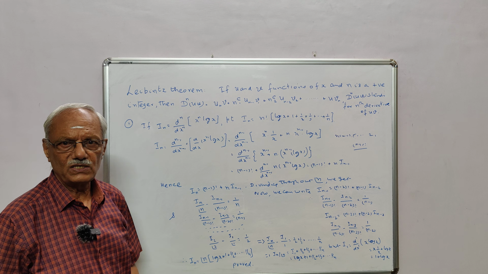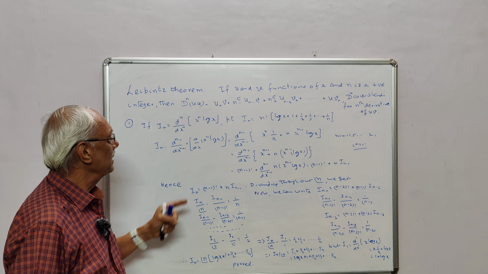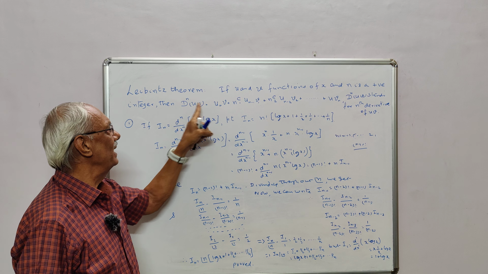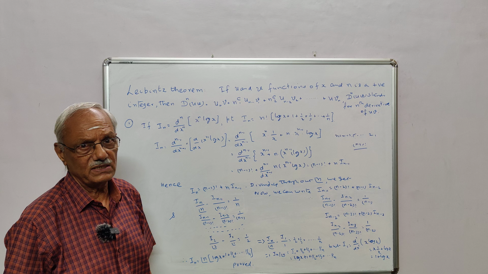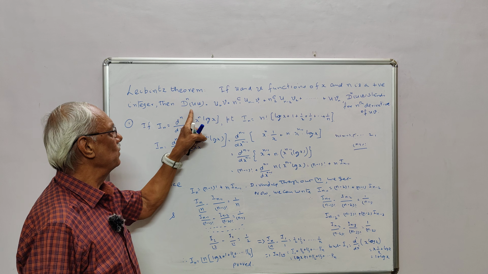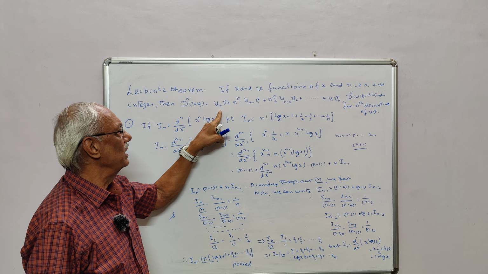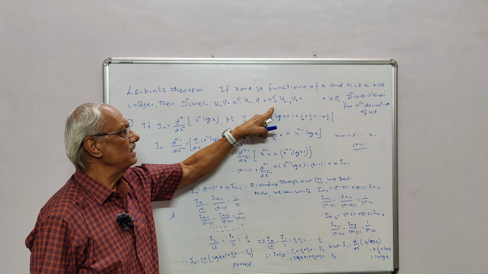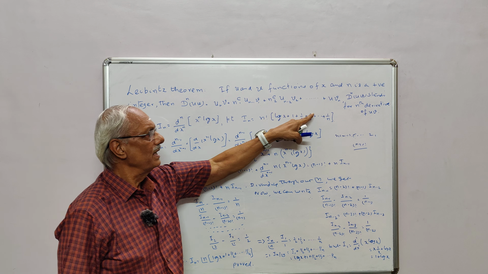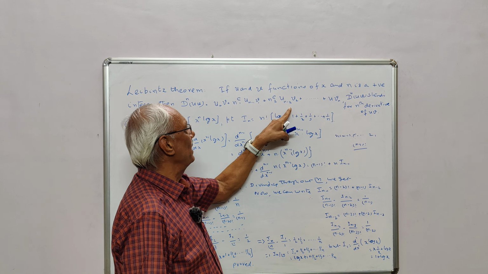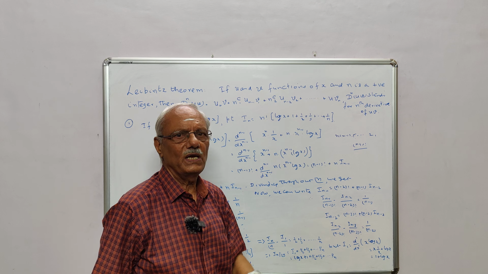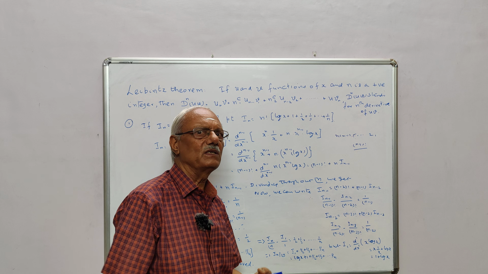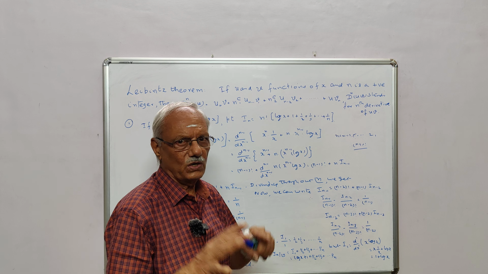If u and v are functions of x, then the nth derivative of uv is given as uv, where n is a positive integer, and u and v are functions of x. Then it is uv plus nC1 u(n minus 1) v1 plus nC2 u(n minus 2) v2, etc. It goes up to u vn, where u(n minus 1) means the (n minus 1)th derivative of u, or v(n minus 2) means the (n minus 2)th derivative of v. So this is our understanding.